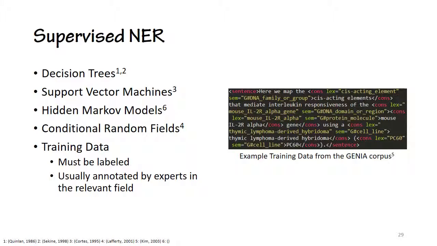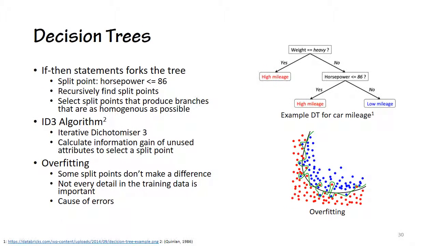So supervised NER has a few different approaches. There's decision trees, there are support vector machines, there are hidden Markov models, and there are conditional random fields. One thing about the supervised NERs is that they're categorized by an expert in that field for training data.